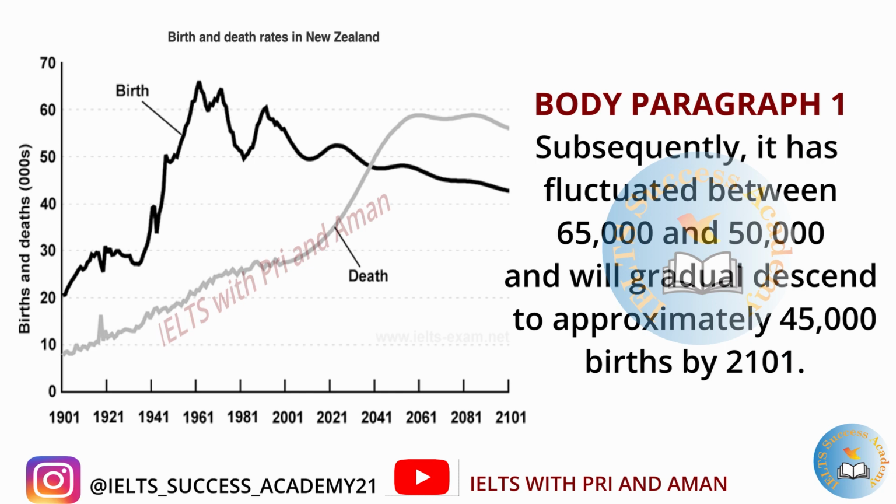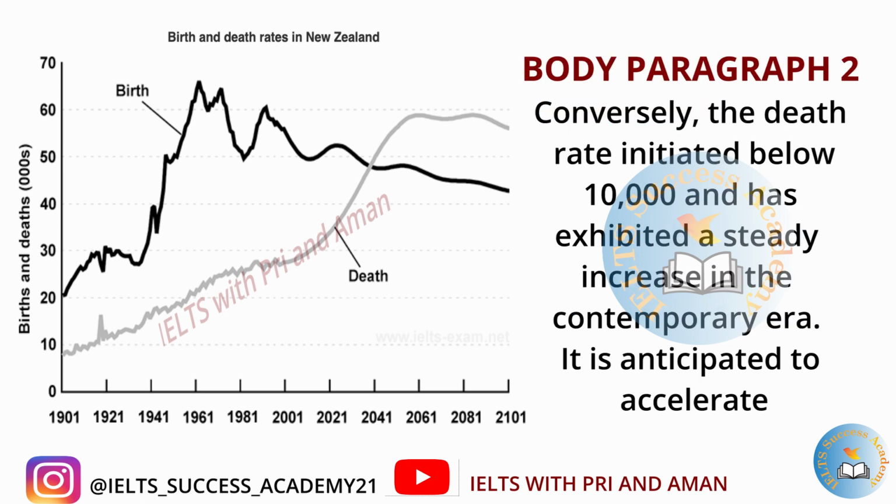Subsequently, it has fluctuated between 65,000 and 50,000. Fluctuating means it has moved within that range, and it will gradually descend to approximately 45,000 births by 2101. Descend to means it will fall to.